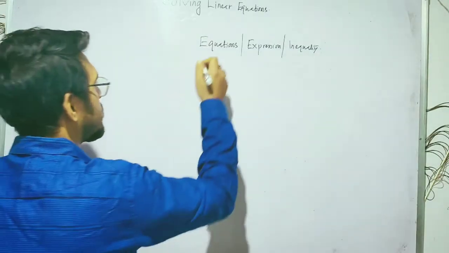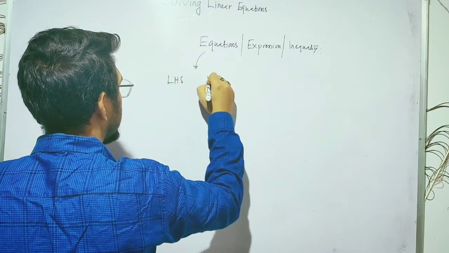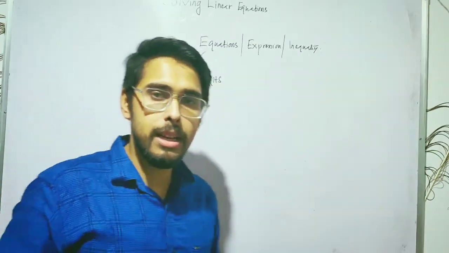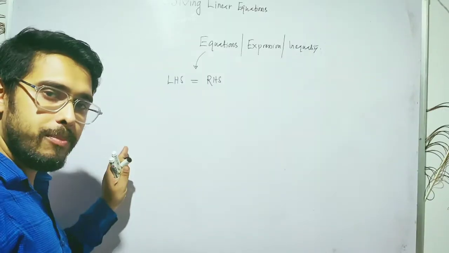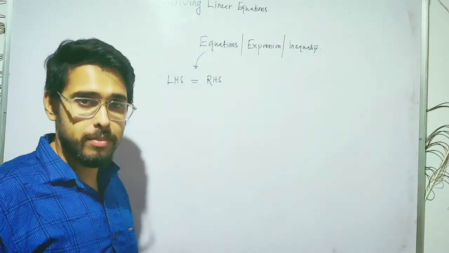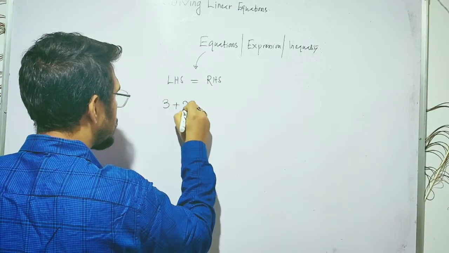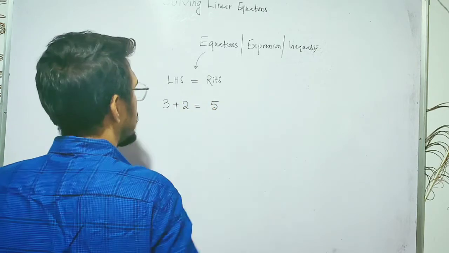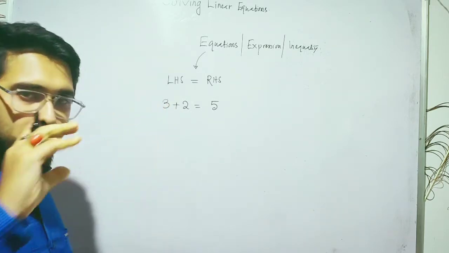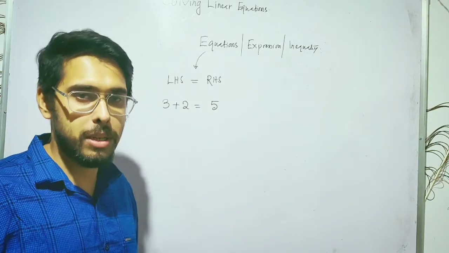What is the difference between an equation, an expression, and an inequality? An equation is something where there is a left hand side and there is a right hand side, and they must be equal to each other, right? Whatever we are writing on the left hand side and on the right hand side, there should be an equality between them. Then it is an equation. For example, if I say 3 plus 2 equals 5, this is an equation. That means when we add 3 and 2, we get 5, and on the right hand side there is also 5. So that means there is an equation.